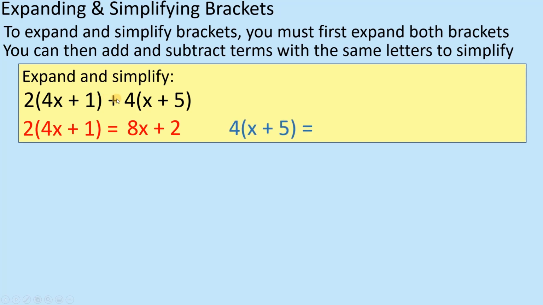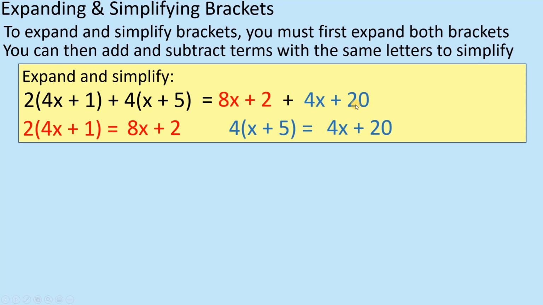Plus, we're going to do 4 times x, which is 4x. And 4 times the 5, which is going to give me 20. So 4x plus 20. So there are my 2 brackets expanded. And again, keep your eye on this here. That one plus that one. So I'm going to write those 2 things out: 8x plus 2 plus 4x plus 20.